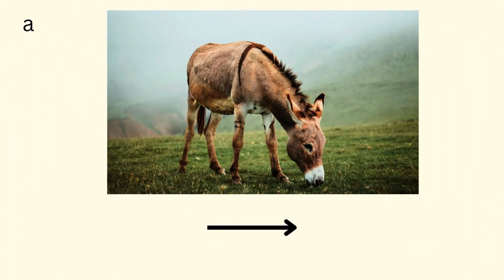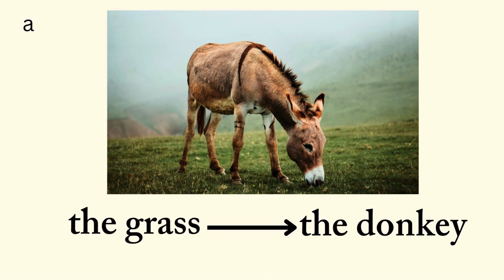Let's look at the pictures. Picture A is showing a donkey eating grass. The donkey gets its energy from eating grass. The grass, like all plants, gets its energy from the sun through photosynthesis. The energy from the sun is stored in the grass as chemical energy. When the donkey eats the grass, this chemical energy is transferred to the donkey's body to power its movement and life processes. So we can write the energy chain like this. Energy transfers from the grass to the donkey.